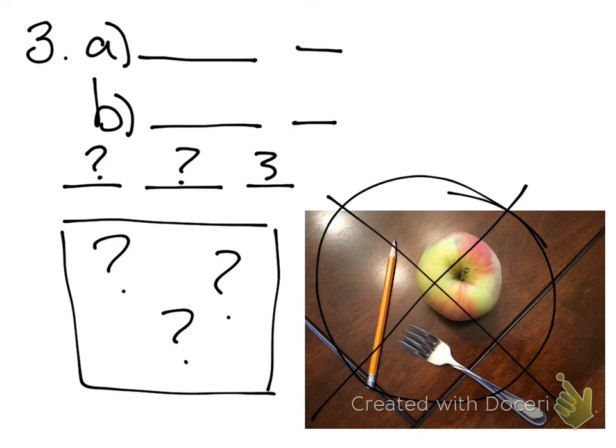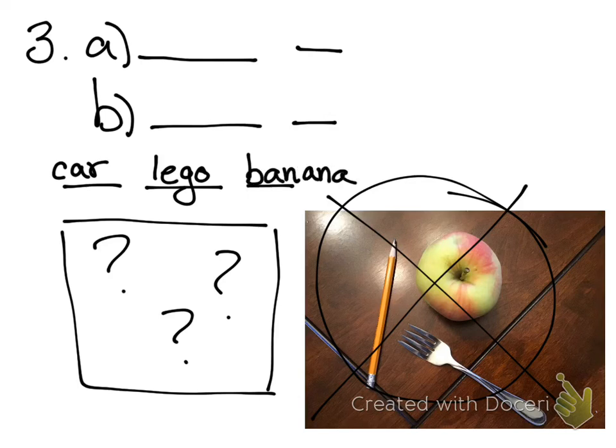Okay, so if you found a toy car, and you found a piece of Lego, and you found a banana, then I want you to write those in. If you're taking a picture, I will see the items in your picture. Okay? All right. And have fun with that. All right. Good.